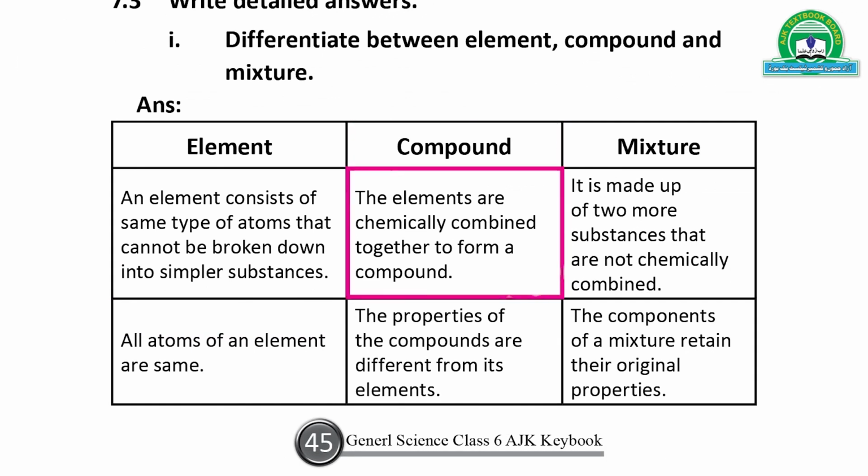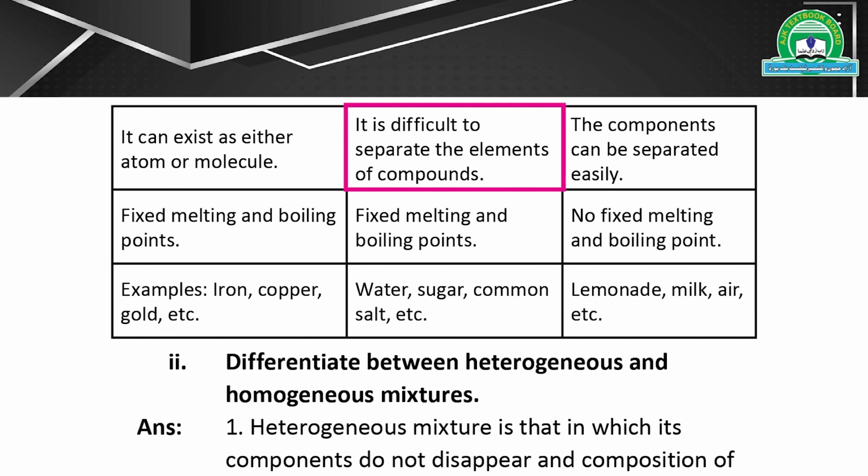Compound. The elements are chemically combined together to form a compound. The properties of the compound are different from its original elements. It is difficult to separate the elements of a compound. Fixed melting and boiling point. Water, sugar, common salt are examples of compounds.